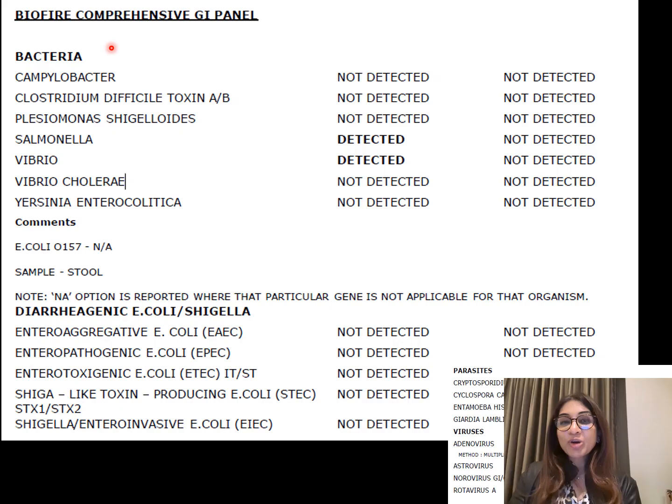And the BioFire Comprehensive GI panel detected the bacteria Salmonella as well as the Vibrio. The patient responded very well to the doxycycline. There was no tigecycline which was added and no ganciclovir was added as well. So that saved a significant cost to the patient.